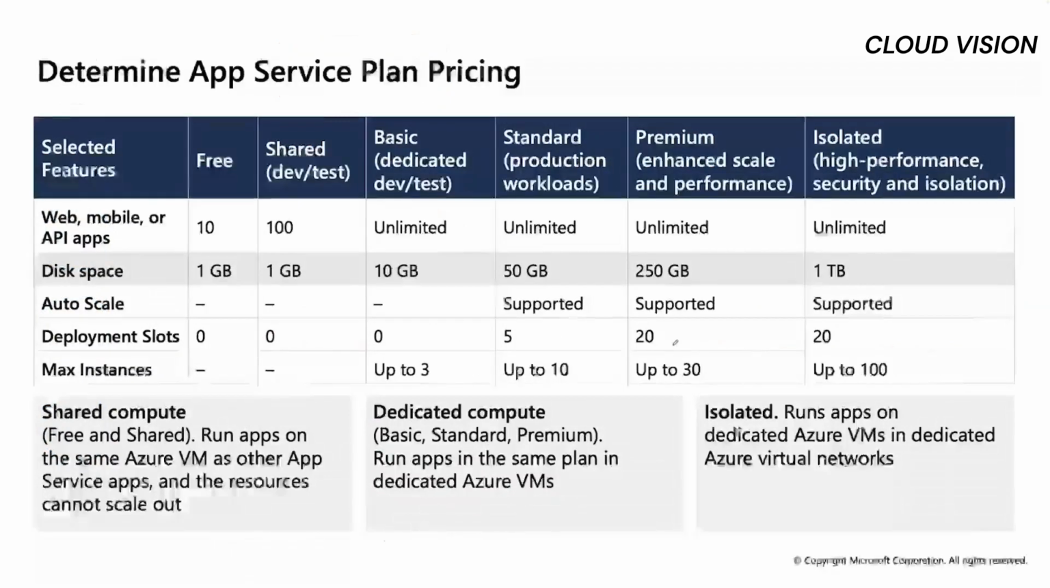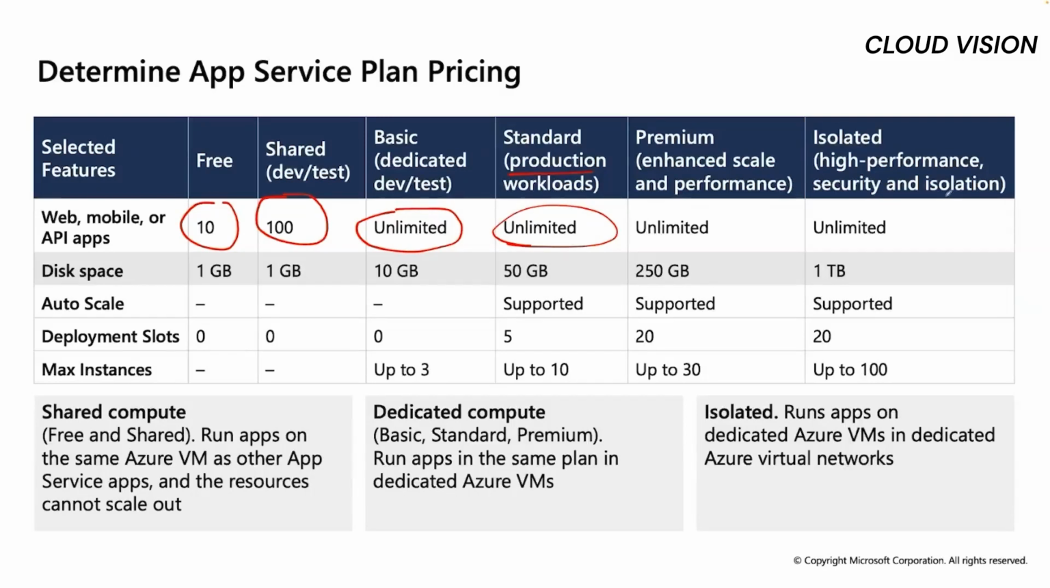So what are the types of plans available? This is a high level overview here. You have a free plan, which allows 10 apps to be hosted. Then you have a shared dev test, which is not for production, but it allows 100 apps to be hosted. Basic dedicated dev test allows unlimited. Then with the production standard workload, you go unlimited as well, and so on.